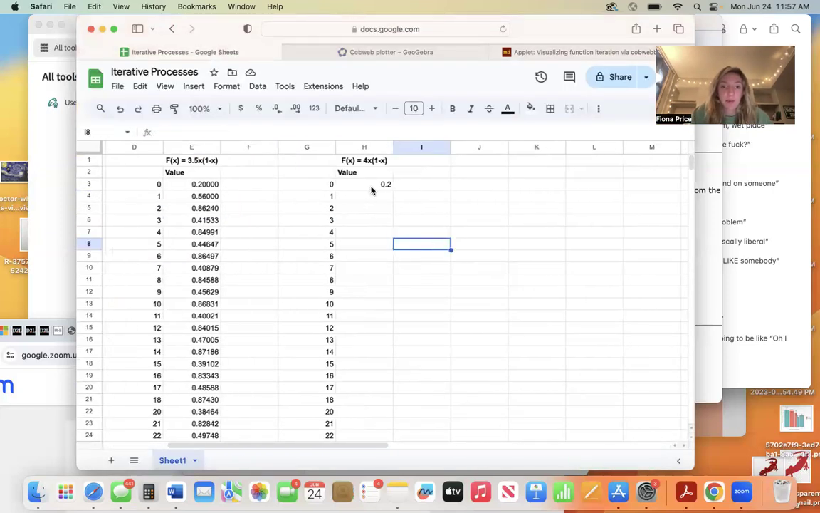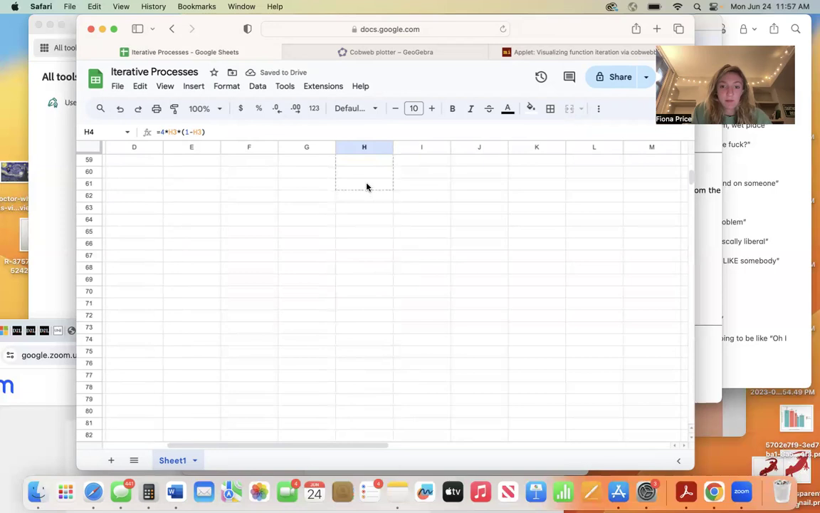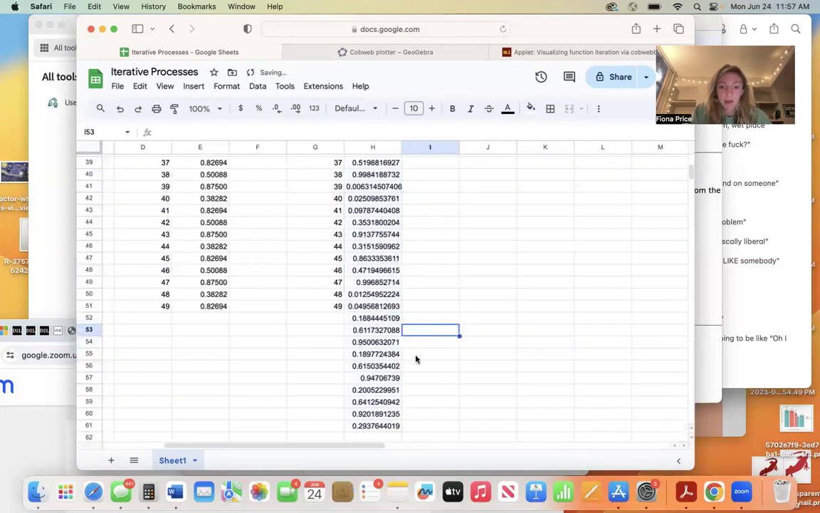And then our last problem, now we're plugging 4 in for R, but again, our 0.2 is our X sub 0 value. And we're going to do the same thing, equals 4 times X sub 0 times 1 minus X sub 0 to find our X sub 1. We're going to drag this. Well, we don't need that many.